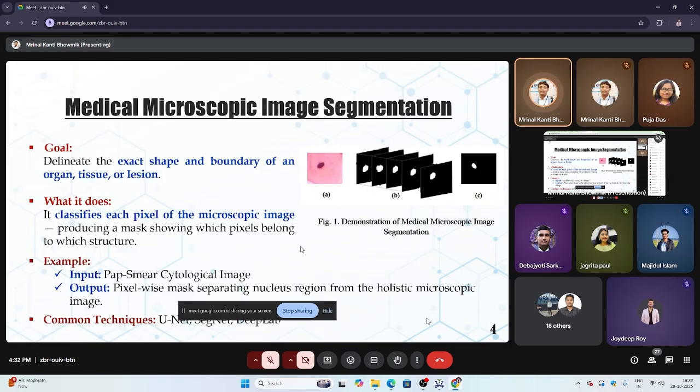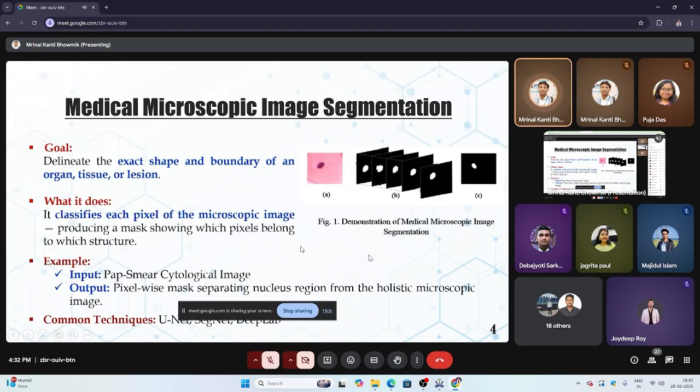First of all, as Shashwat has already discussed, medical microscopic image segmentation deals with extracting the shape and boundary of any organ, tissue, or lesion. It classifies each pixel of the microscopic image, that is, it produces a mask showing which pixel belongs to which structure. Suppose in the case of a pap smear image, we have the region of interest as the nucleus region. After applying the segmentation algorithm, it will assign white pixels to the nucleus region, and the rest of the pixels will be assigned as background, that is black pixels.